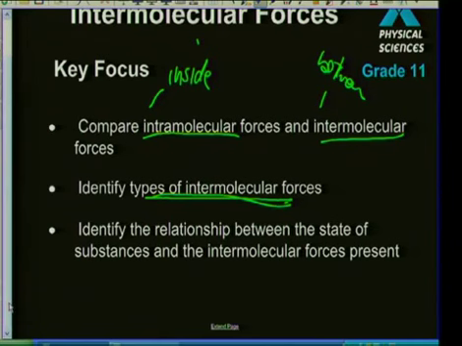And so then the last thing we're going to do, and we'll break this up, is we're going to identify the relationship between the state of substances and the intermolecular forces present. In that sense, we're going to look at physical properties and try and explain those physical properties in terms of what's happening at a microscopic level. And we'll use the different types of intermolecular forces to explain these very things. So let's get cracking.